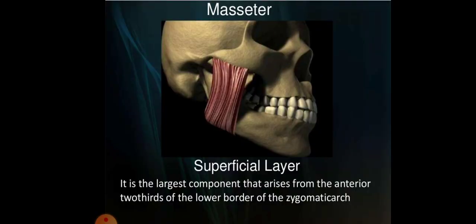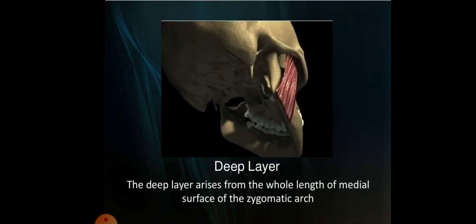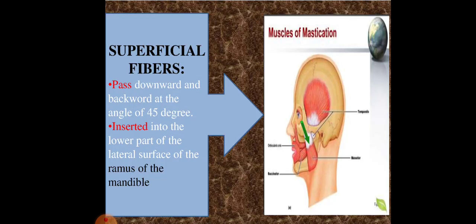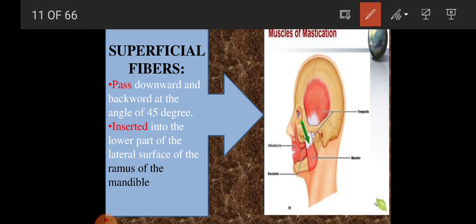So this is the masseter. It is the largest component and arises from the anterior two-thirds of the lower border of the zygomatic arch. Then the deep layer arises from the whole length of the medial surface of the zygomatic arch. The superficial fibers pass downwards and backwards at an angle of 45 degrees and are inserted on the lower part of the lateral surface of the ramus of the mandible. Here we can see the insertion on the ramus of the mandible.